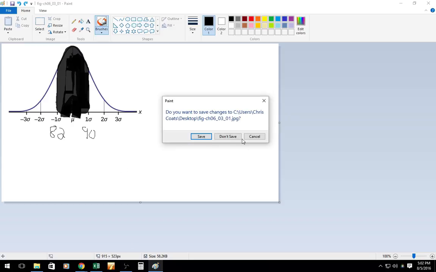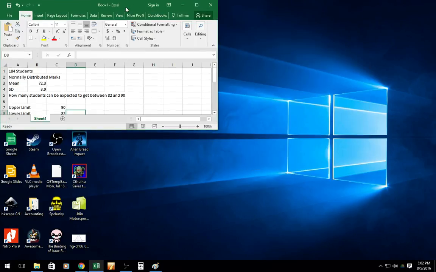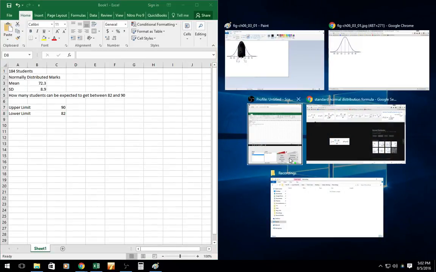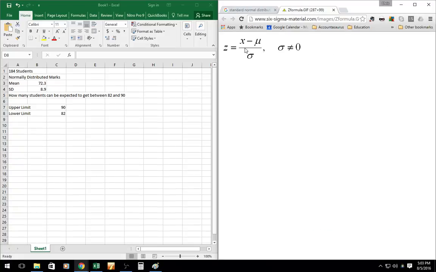Moving on. We'll just close that. So the upper limit is 90, and the lower limit will be 82. Perfect. Going with our standard, and I'll just move this to the side. Right here. There we go. And I will bring up this. So here, of course, is our formula.